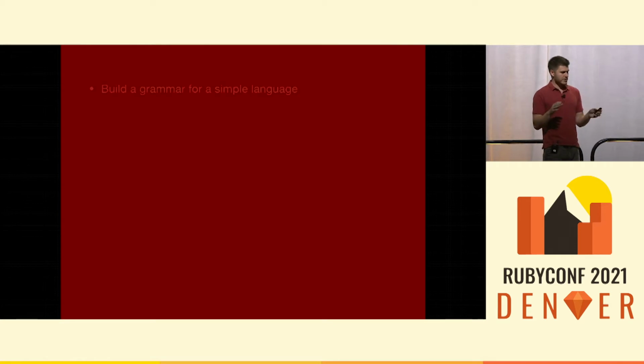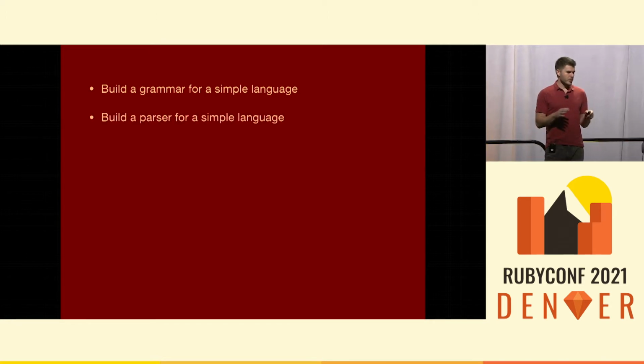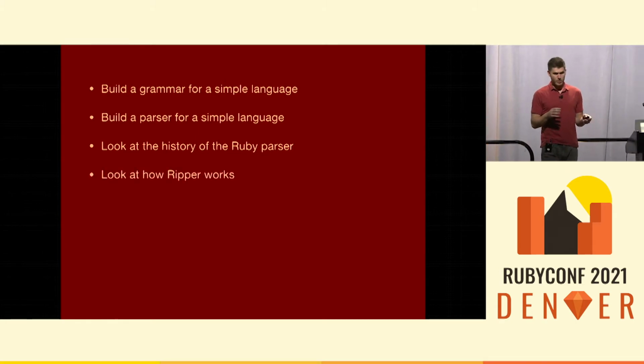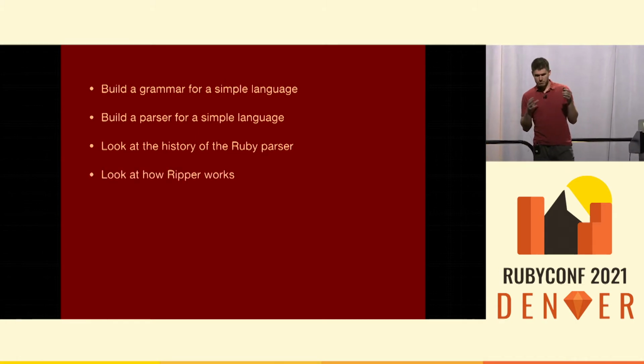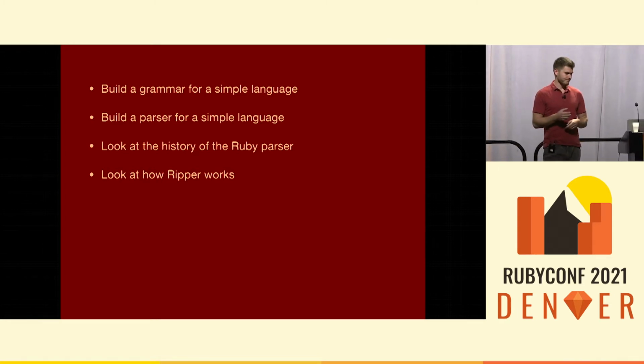So here's the game plan. We're going to build a grammar for a simple language. I'll explain what a grammar is in a second. We're going to build a parser for a simple language. We're going to look at the history of the Ruby parser and how that has evolved over time and how it's used. And finally, we are going to look at how Ripper works, which is an internal standard library that is used to gather information from the parser as it is parsing.